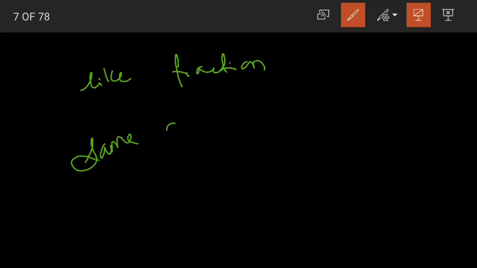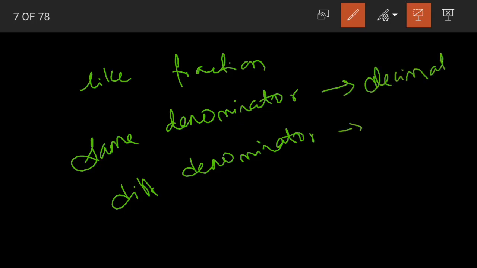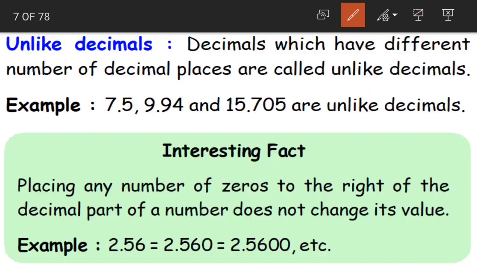Just like fractions and unlike fractions. In like fractions they had the same denominator, and in unlike fractions they had different denominators. So in the same way, in like decimals, the decimals will have the same number of decimal places, and in unlike decimals they will have different numbers of decimal places.